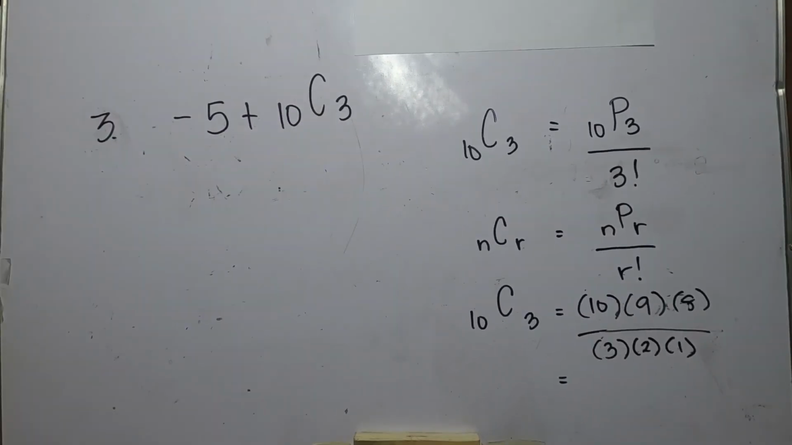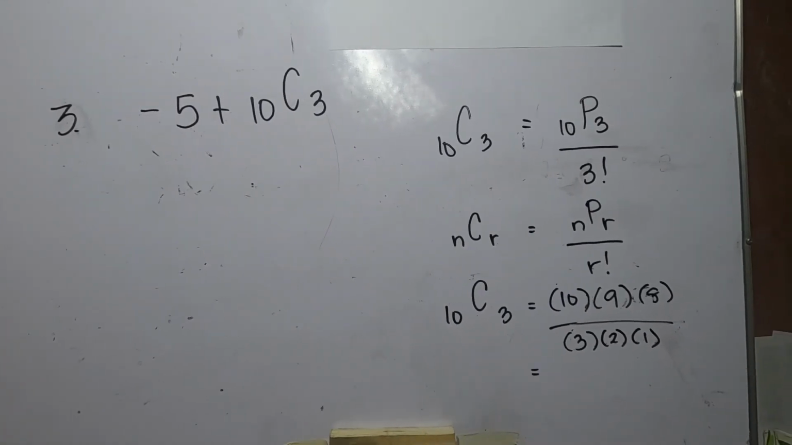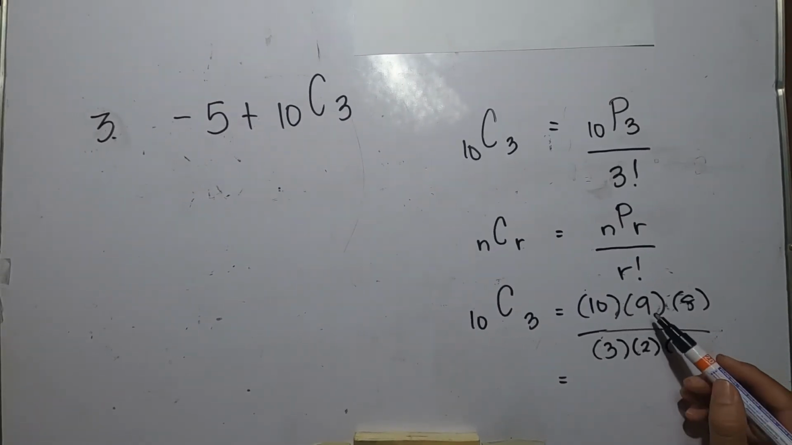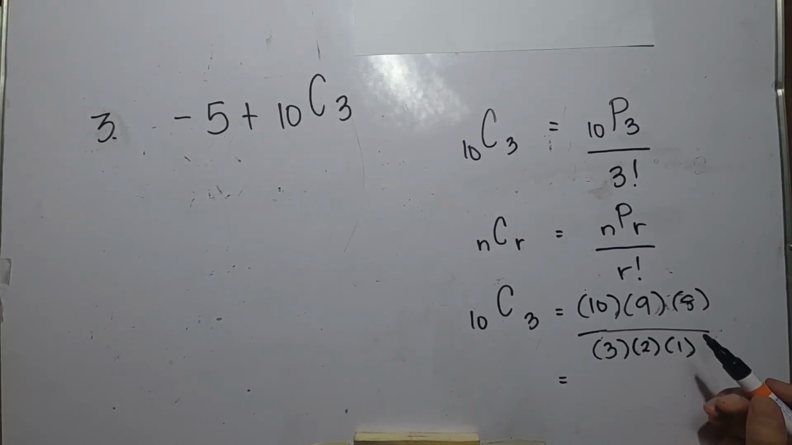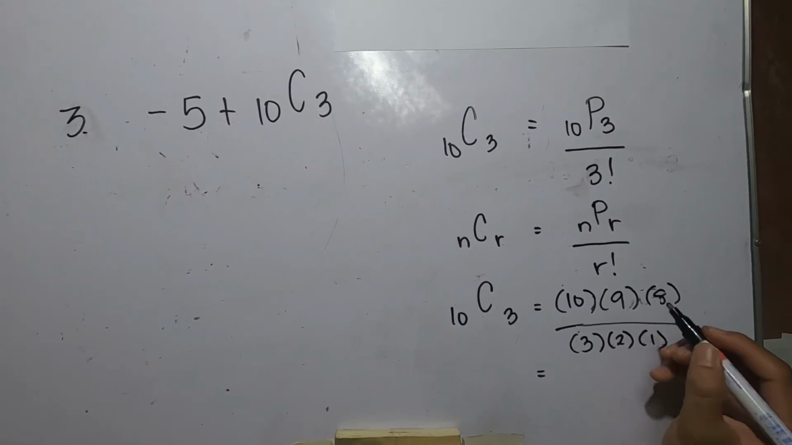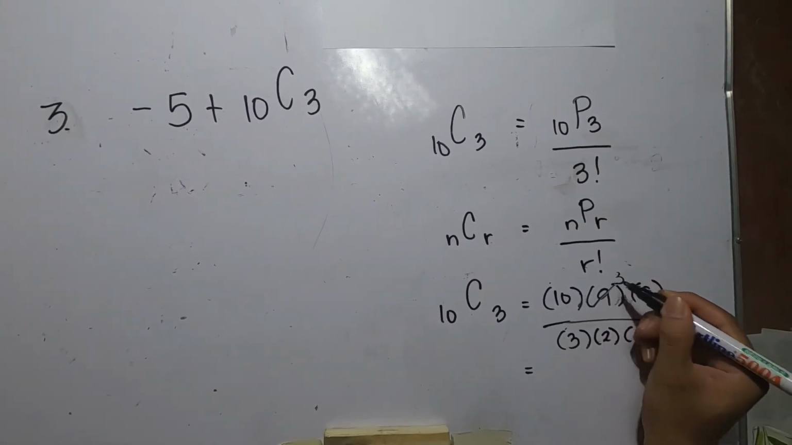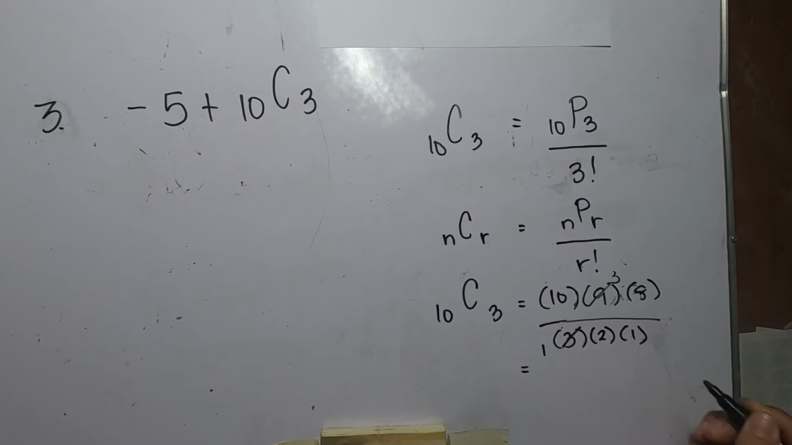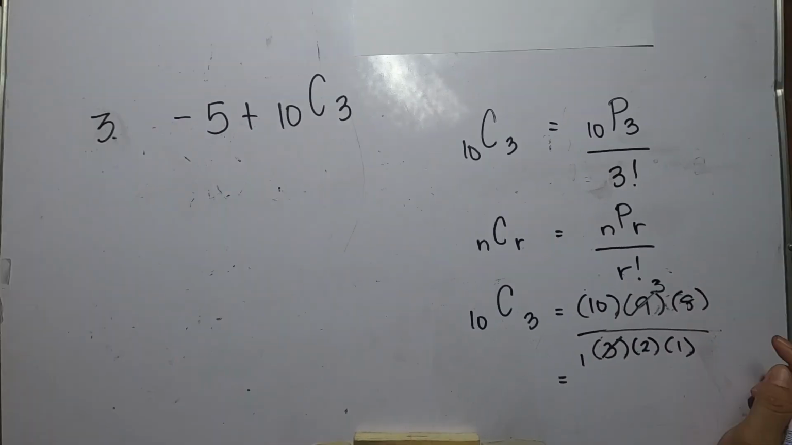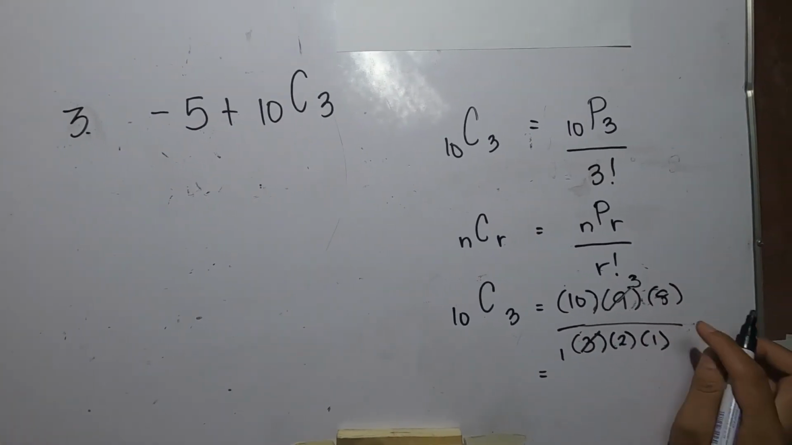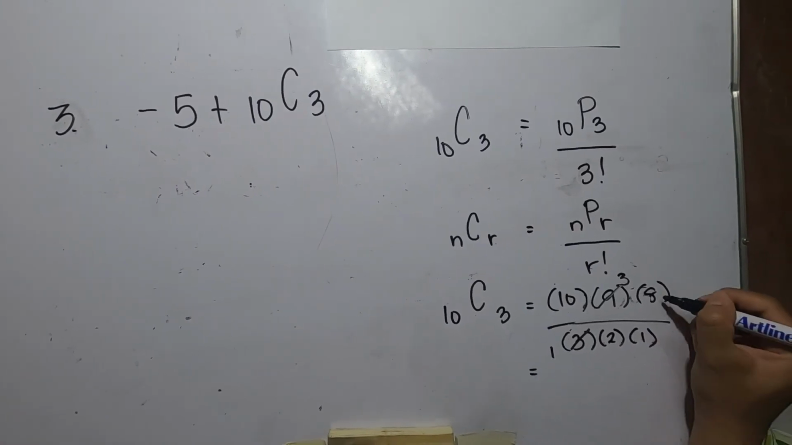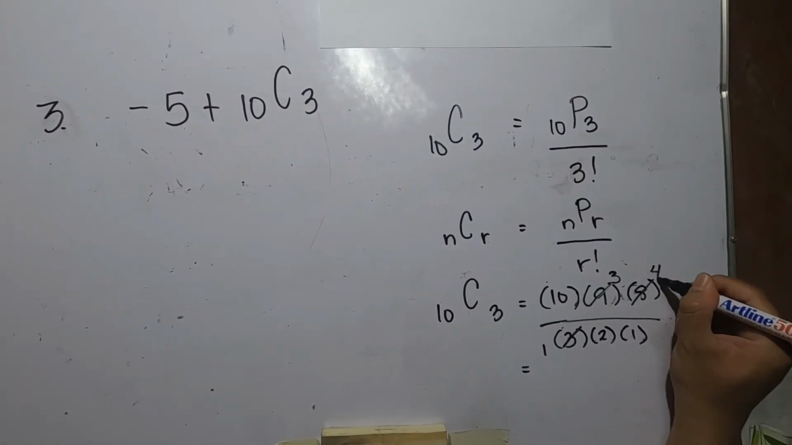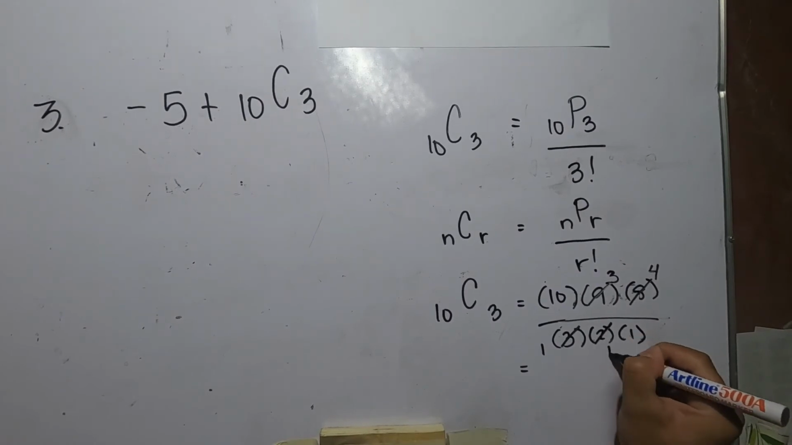By finding common factors in the numerator and the denominator, we can simplify further this combination of 10 taken 3. The greatest common factor of 9 and 3 is 3. Dividing it by its GCF, 9 divided by 3 is 3. 3 divided by 3 is 1. The greatest common factor of 8 and 2 is 2. So 8 divided by 2 is 4. 2 divided by 2 is 1.